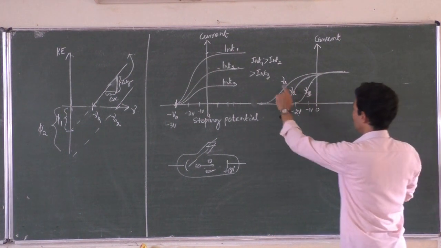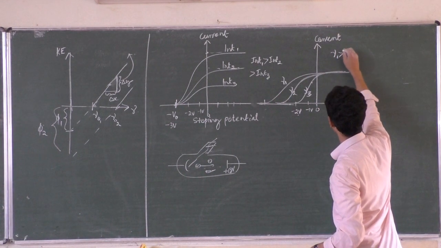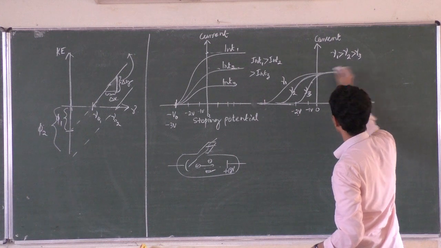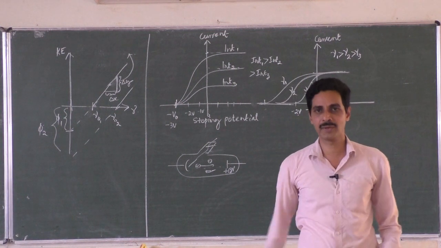If the frequency is nu 1, this should be more because the stopping potential is more. So, nu 1 is greater than nu 2, greater than nu 3. But all are leading to the same photoelectric current. Hope you have followed this graph. This is very important. Right?